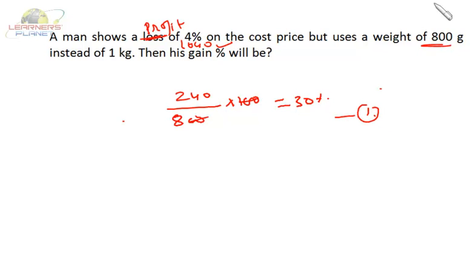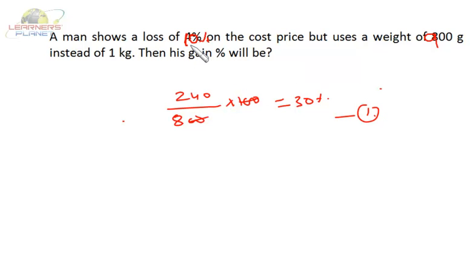Now suppose he says that he is making a loss of say 10% on the cost price, but simultaneously he is using a weight of maybe 900 gram. Then we have to find out his profit percent. Let's consider it as the next case.